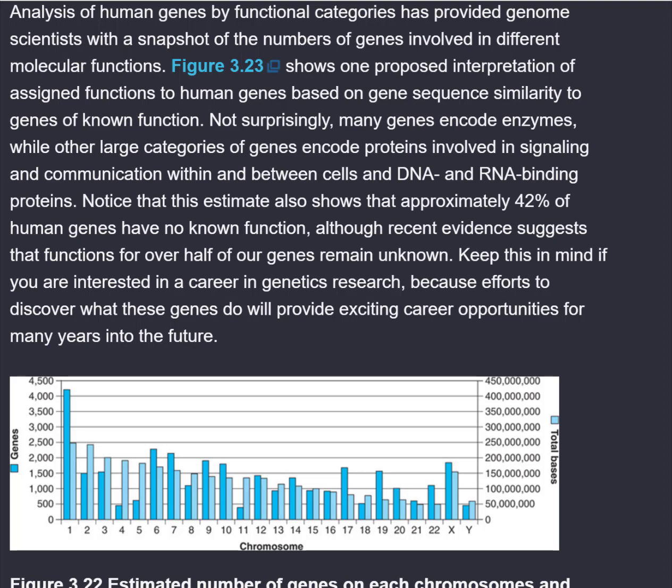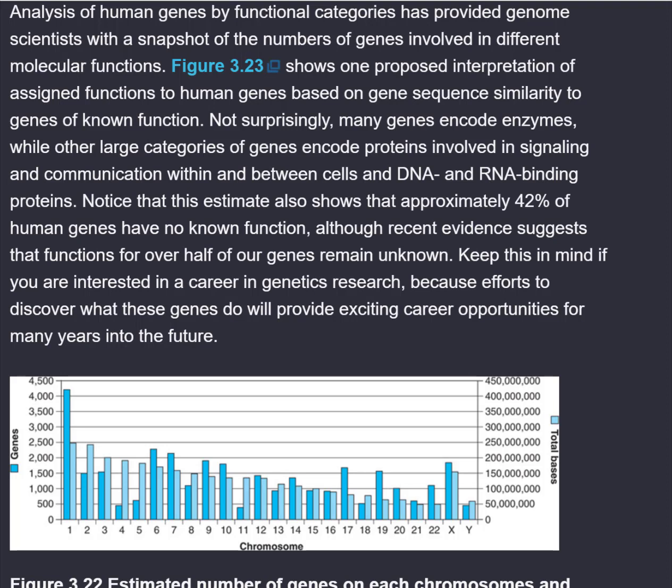Analysis of human genes by functional categories has provided genome scientists with a snapshot of the numbers of genes involved in different molecular functions. Figure 3.23 shows one proposed interpretation of assigned functions to human genes based on gene sequence similarity to genes of known function. Not surprisingly, many genes encode enzymes, while other large categories of genes encode proteins involved in signaling and communication within and between cells, and DNA and RNA binding proteins.